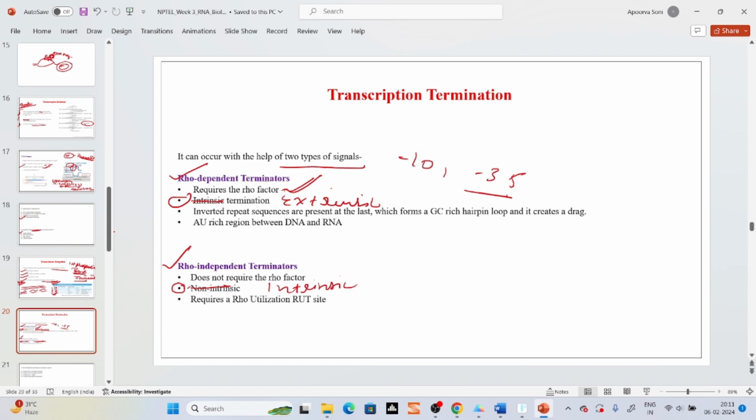So now termination occurs with the help of rho dependent or rho independent methods. Rho dependent means it requires an external rho factor. It requires the involvement of an external rho factor, and because there is an external requirement, that is why it is known as an extrinsic method of termination.